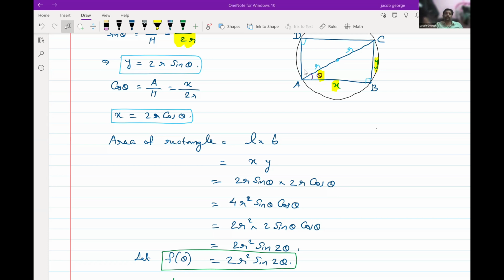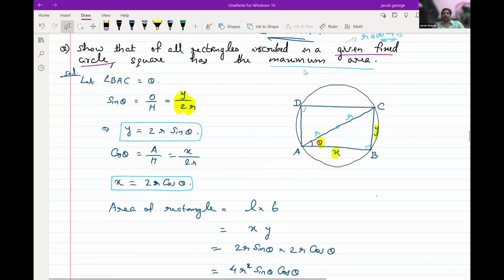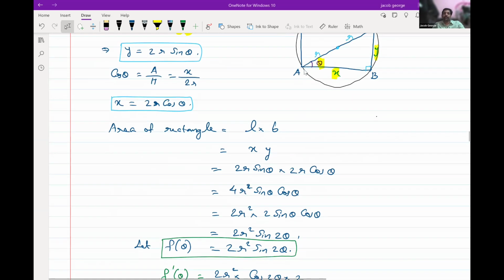In the question, we have to find the area to be maximum. So area is length into breadth, and we got 4r square sin theta cos theta. We know 2 sin theta cos theta is sin 2 theta. To get that, I just split that 4 as 2 into 2. So 2r square into 2 sin theta cos theta. Is that clear? And we got 2r square sin 2 theta.